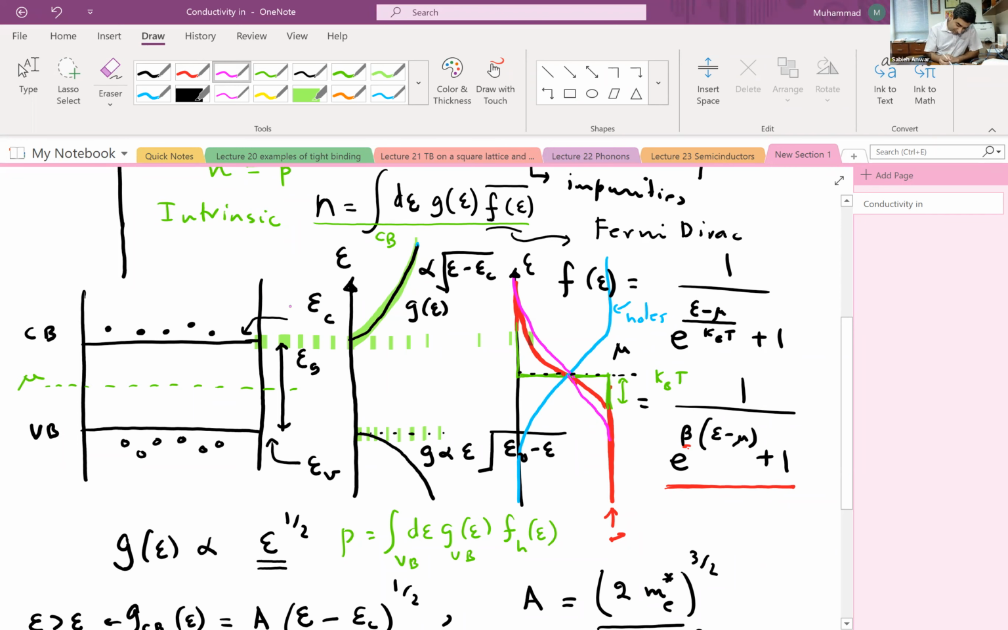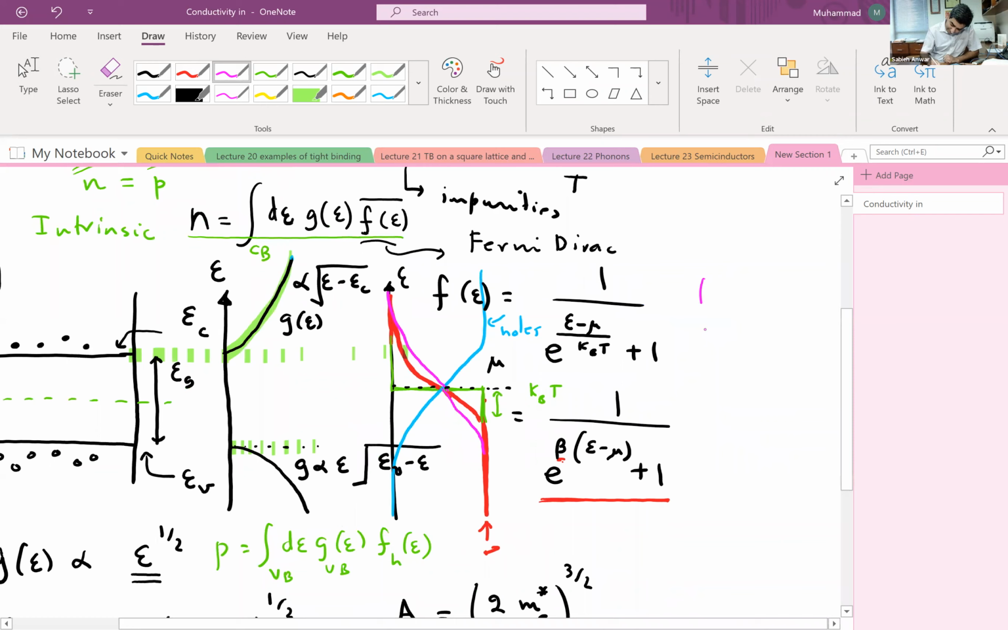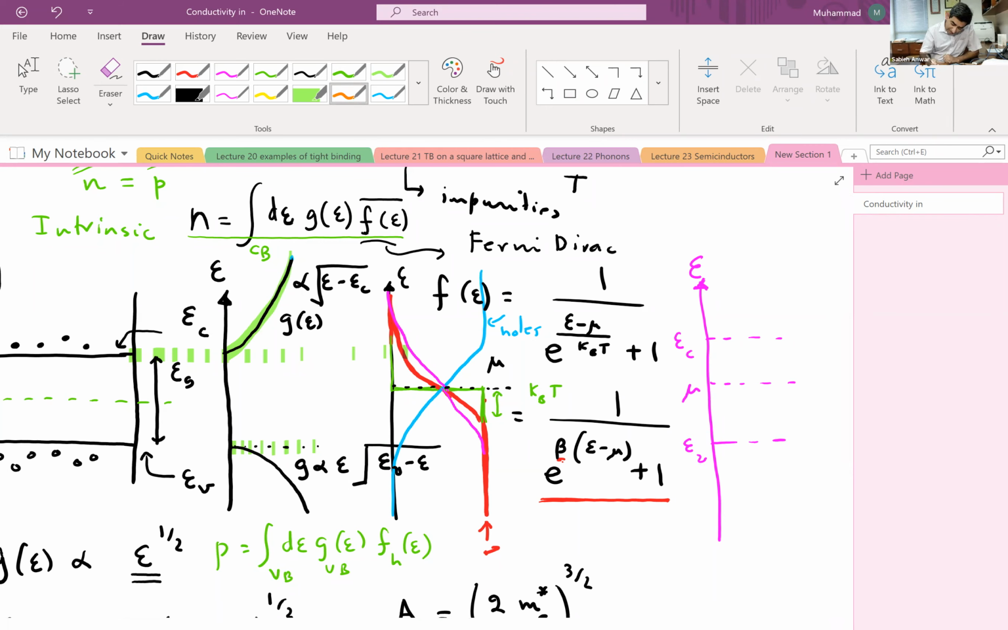Now I would like to plot something. Let me plot here. This is my energy. This is my chemical potential, mu, this is my EC, this is my EV. What I'm going to get as a result of this multiplication is a slight hump here, and a slight hump here. So this is for the electrons. The area under this curve is the number density of electrons, and the area under this curve is the number density of holes.